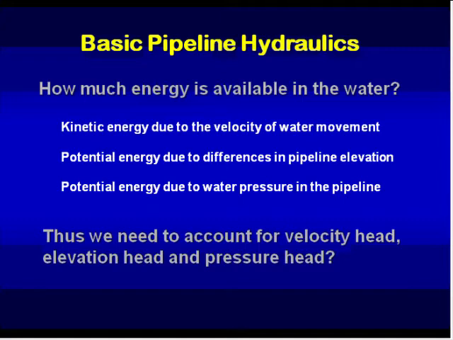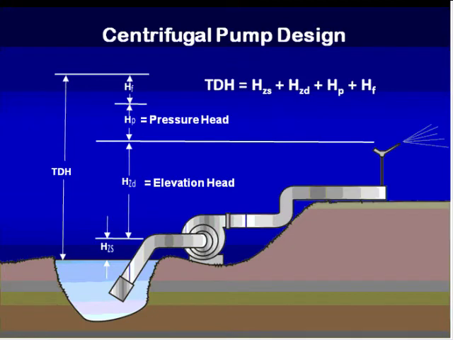The third part is the potential energy due to water pressure in the pipeline. So as we pressurize the pipe in the pipeline, it has the potential to cause water to move vertically up and over the hills and through the pipeline itself. So we need to account for all of these as we're looking at the design of our irrigation system itself and how we might evaluate that. So let's begin that discussion here this afternoon with a discussion about the different types of pumps that are out there and the way these systems might be laid out there in the field.